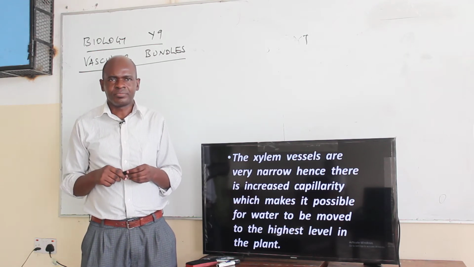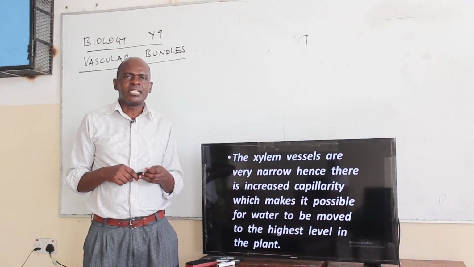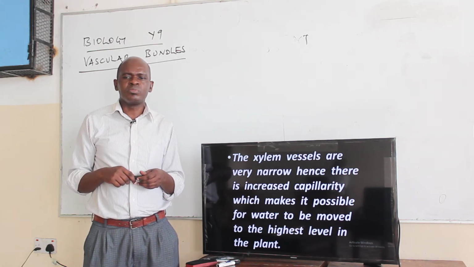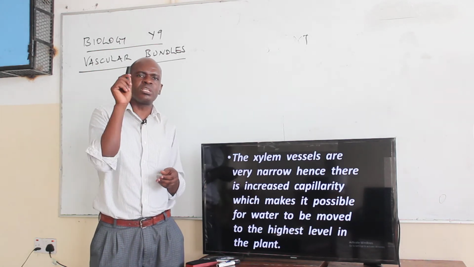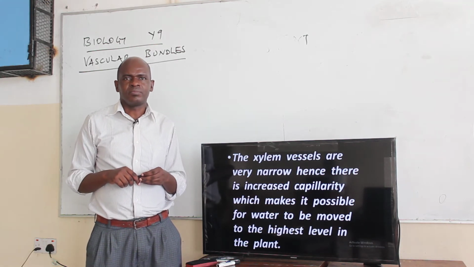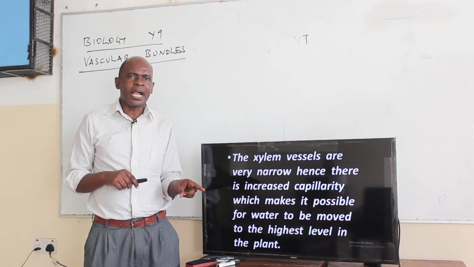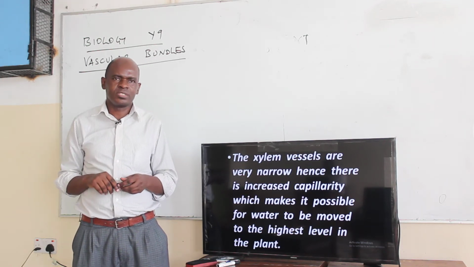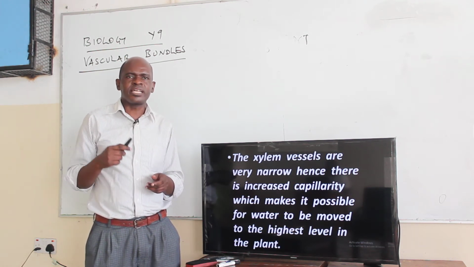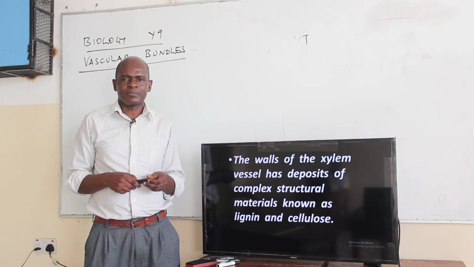In the same way, the xylem vessels are very narrow, and because of the narrow nature, there is increased capillarity, and this makes it possible for the water to move to the highest level of the plant. I just mentioned the height of the plants that we have in the vicinity, very tall trees, and you would expect a lot of challenge transporting water up a tree that is several meters above the ground. That happens because of the narrowness of the xylem vessels, such that the water moves very fast to the uppermost part of the plant.